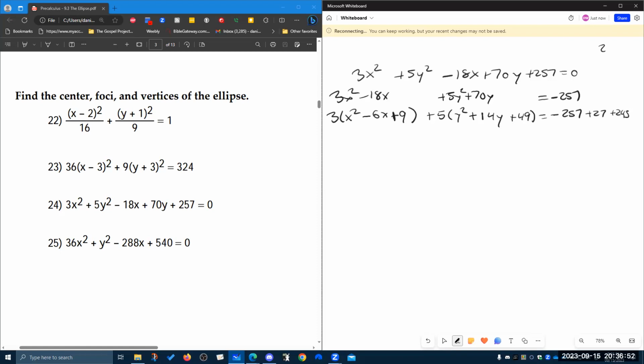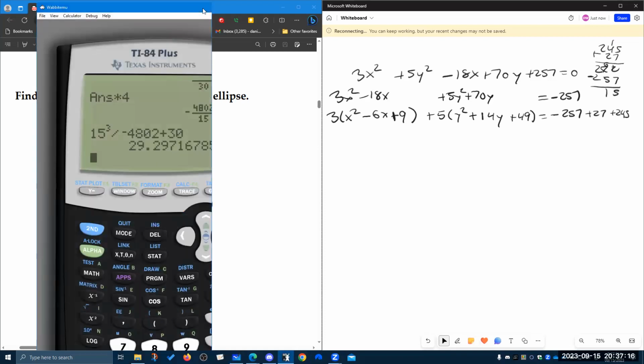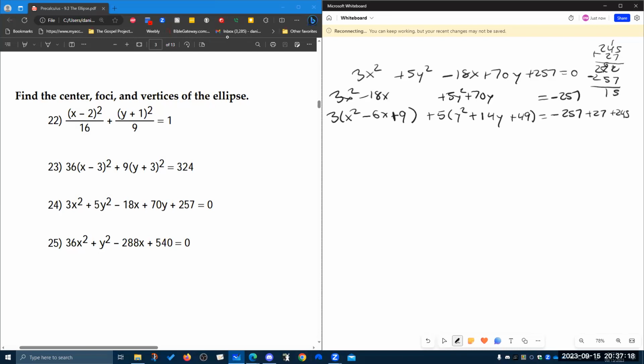Let's just do a little scratch work here. 245 plus 27 is 272. We're going to subtract 257 from that, and we're going to get 15. Let's just make sure that that's right. Yes, it's going to be 15. That's right. So 15.